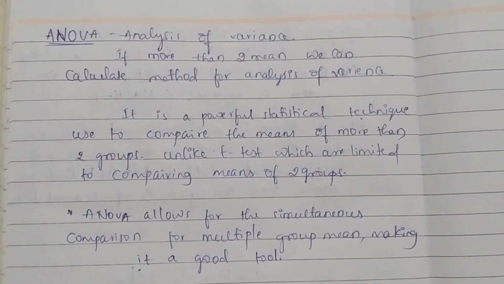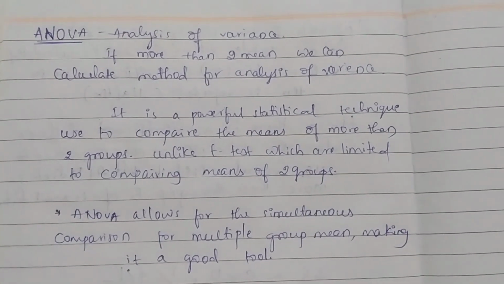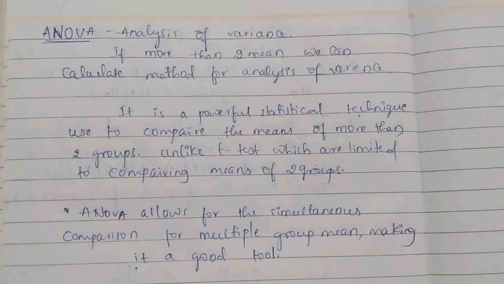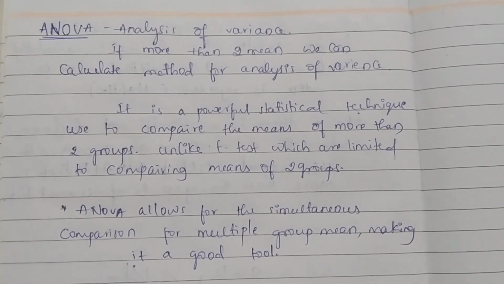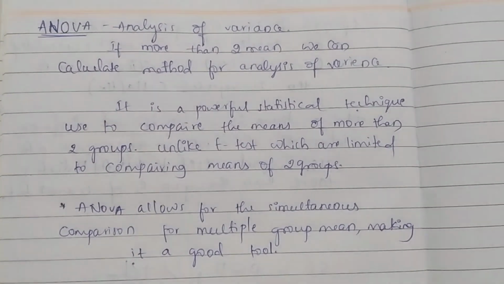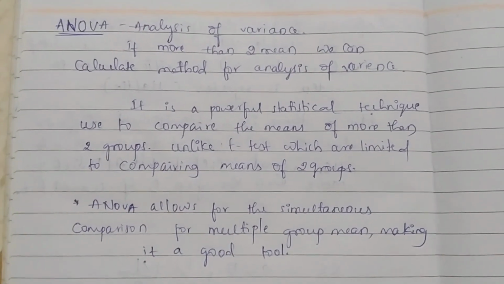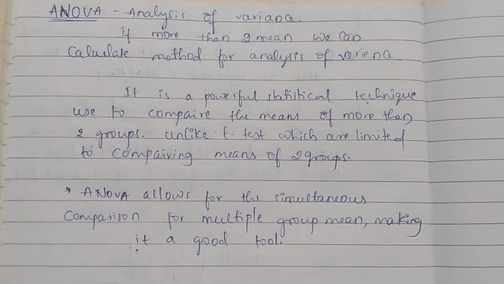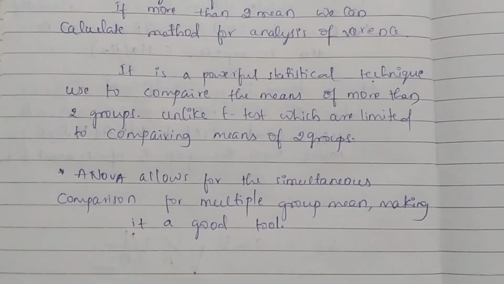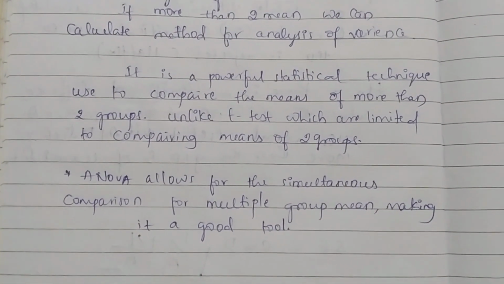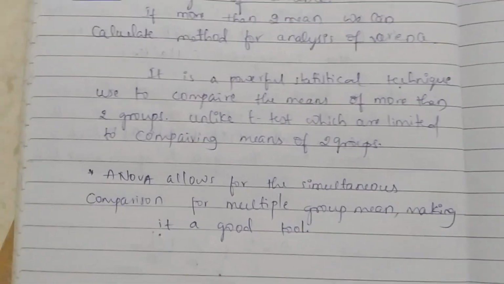Good evening. Today we're going to discuss ANOVA. ANOVA is nothing but analysis of variance. If there are more than 2 means, we can use a method called analysis of variance. It is a powerful statistical technique used to compare the means of more than two groups, unlike t-tests, which are limited to comparing means of two groups. ANOVA allows us to study the simultaneous comparison of multiple group means, making it a good tool.